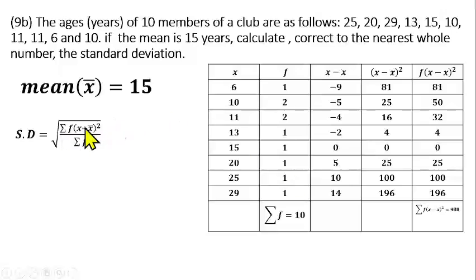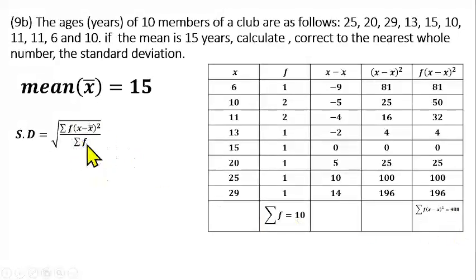The frequency will now multiply this x minus x bar squared. So 1 times 81 gives us 81. 2 times 25 is 50. 2 times 16 is 32. 1 times 4 is 4. 1 times 0 is 0. 1 times 25 is 25. 1 times 100 is 100. 1 times 196 is 196. Then we have to sum it together. Sum this column, and that gives us 488.